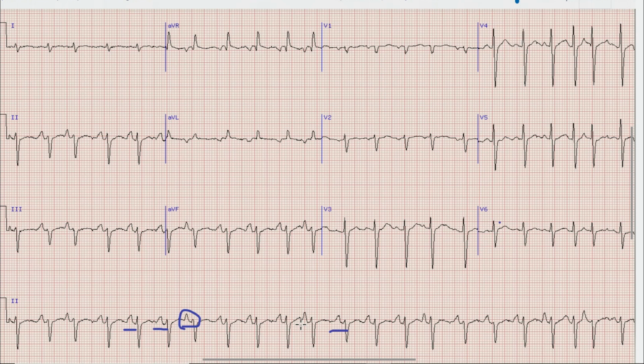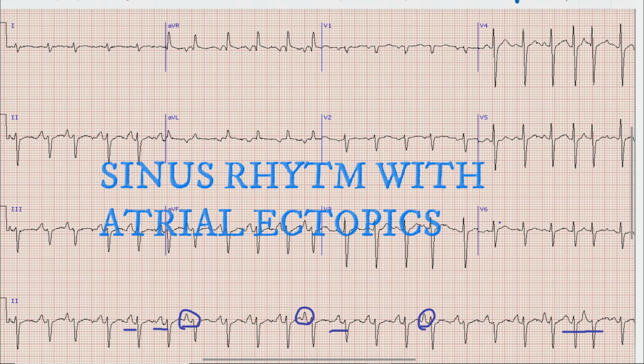Similarly, there is another P wave with different morphology as compared to normal beats. This is another abnormal P wave. Then you can find two QRS complexes with no preceding P wave in them. So these QRS complexes with P wave morphology which is different from normal beats is due to atrial ectopics. So this is basically a sinus rhythm with frequent atrial beats.